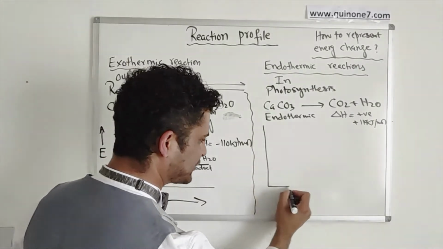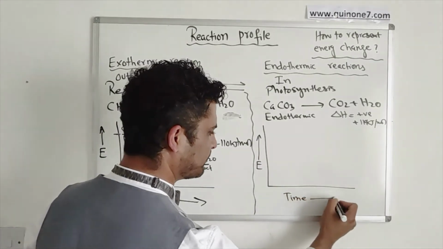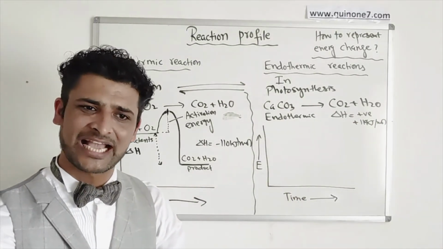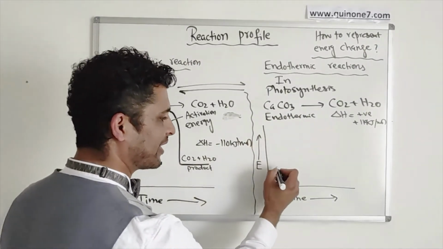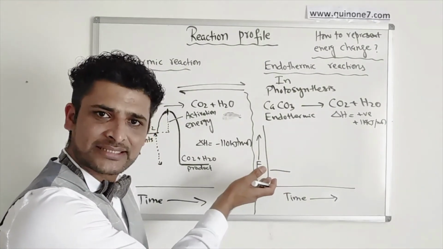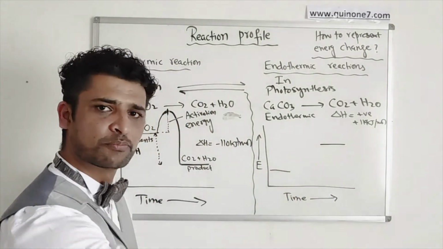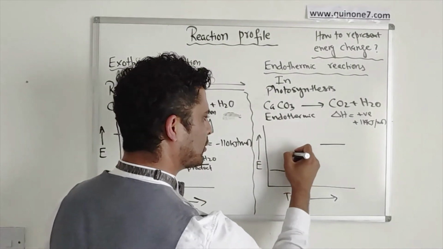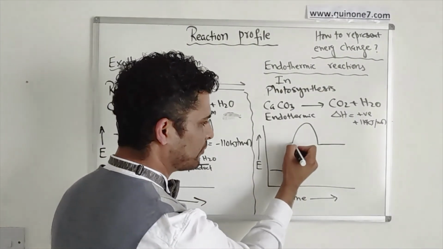Now I'm going to draw the reaction profile. This is the energy, this is the time, which can be in seconds or minutes. Now we're going to start the reaction. Because energy is put into the reaction, the reactants have low energy, since you have put the energy into the system. Then you have the products, which are made because reactants absorb that energy and convert into carbon dioxide and water. So that will go like that.